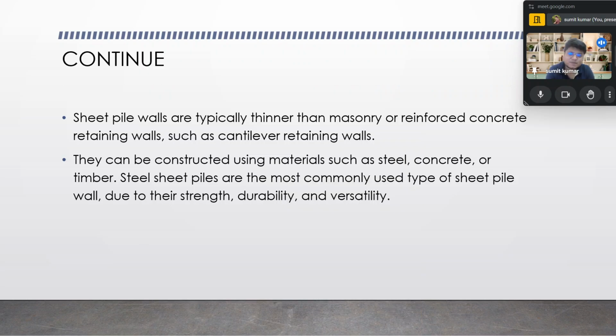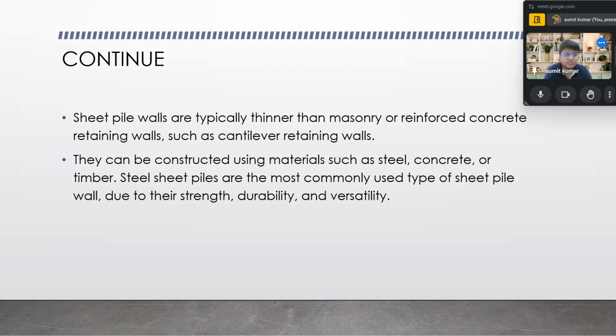The sheet pile walls are typically thinner than masonry or reinforced concrete retaining walls. Obviously, if it is too thick, its application to sustain the soil mass behind it is relatively difficult and more difficult to handle. So it is very important that it should be lightweight as compared to the conventional walls we used earlier. They can be constructed using materials such as steel. I have already discussed that steel, concrete and timber can be used, but steel is the most commonly used sheet pile wall due to its strength, durability and versatility.